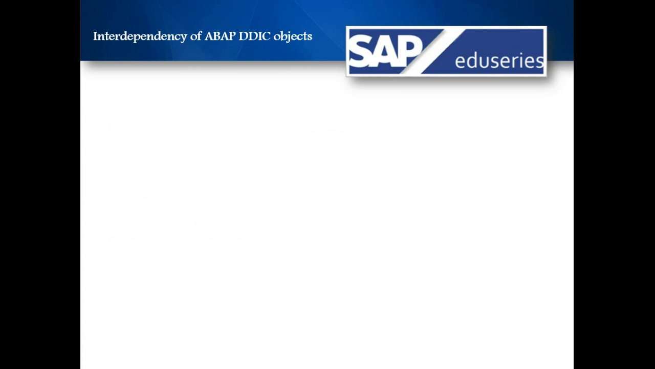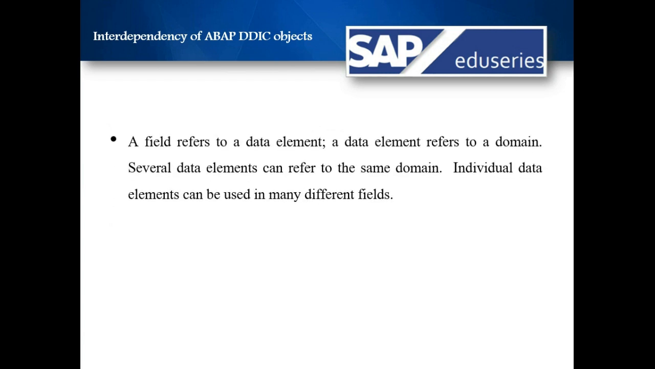Interdependency of ABAP DDIC objects. A field refers to a data element. A data element refers to a domain. Several data elements can refer to the same domain. Individual data elements can be used in many different fields.